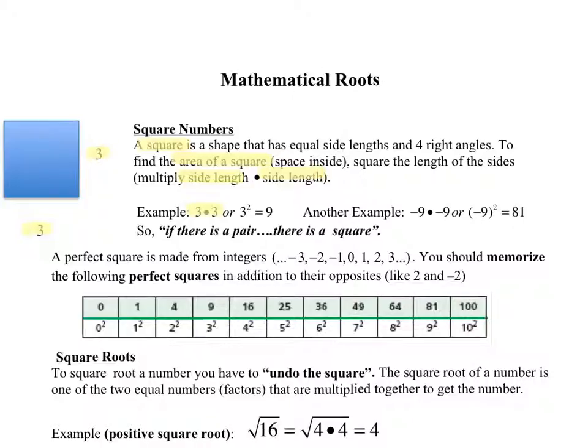Please note that you can multiply a negative times a negative and you can get a positive. But this example does not apply to square area, which requires a positive answer. So if there is a pair, there is a square. We should memorize the perfect squares.